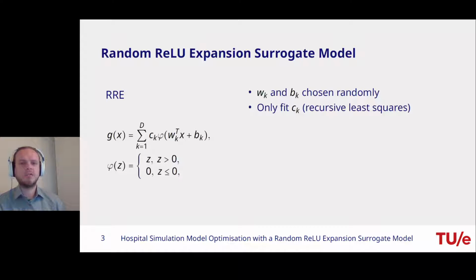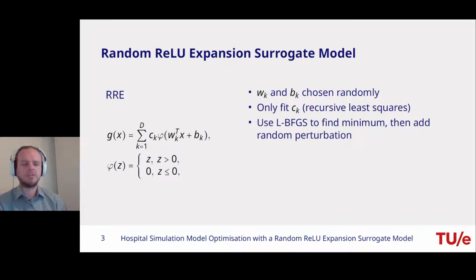The only parameters that we do train are these C parameters. And the reason for that is that our surrogate model depends linearly on these parameters. So we can make use of linear regression techniques, such as recursive least squares. After training, we use our surrogate model to find a good solution, and this is done with a continuous solver. In this case, the LBFGS solver. It finds the minimum of the surrogate model, and then we add a small random perturbation to the found solution, just to add a little more exploration to our method and to avoid getting stuck in local optima of the surrogate model.